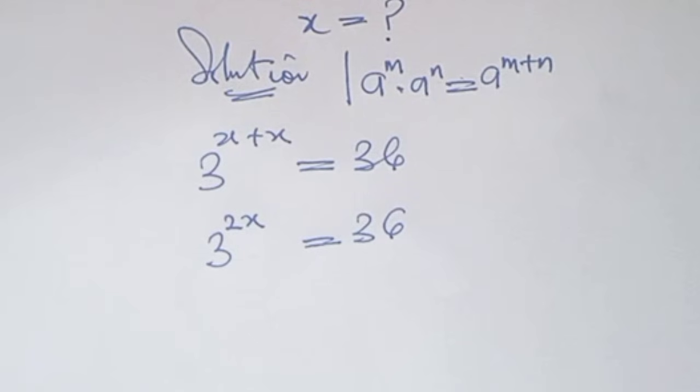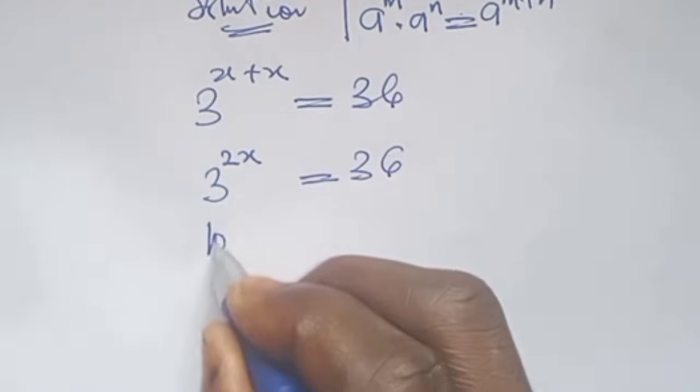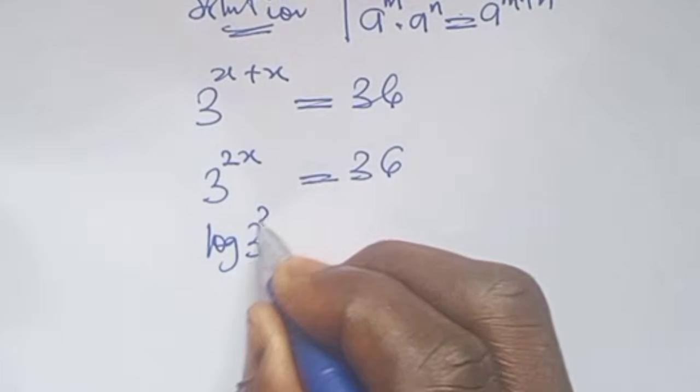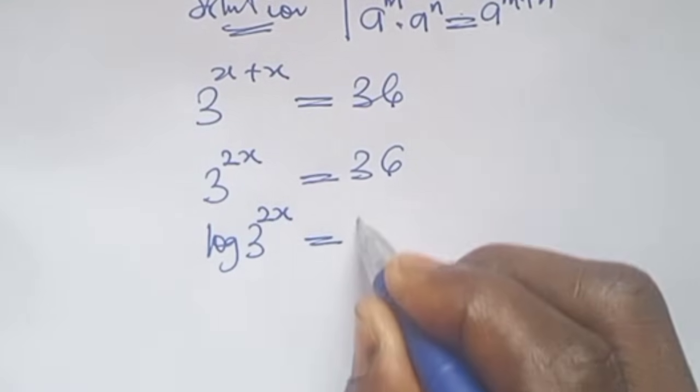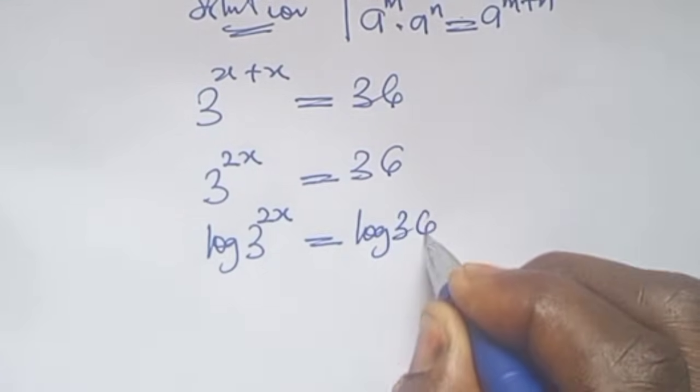So here we're going to take log to base 10 on both sides, so that log 3 to the power of 2x will be equal to log 36.